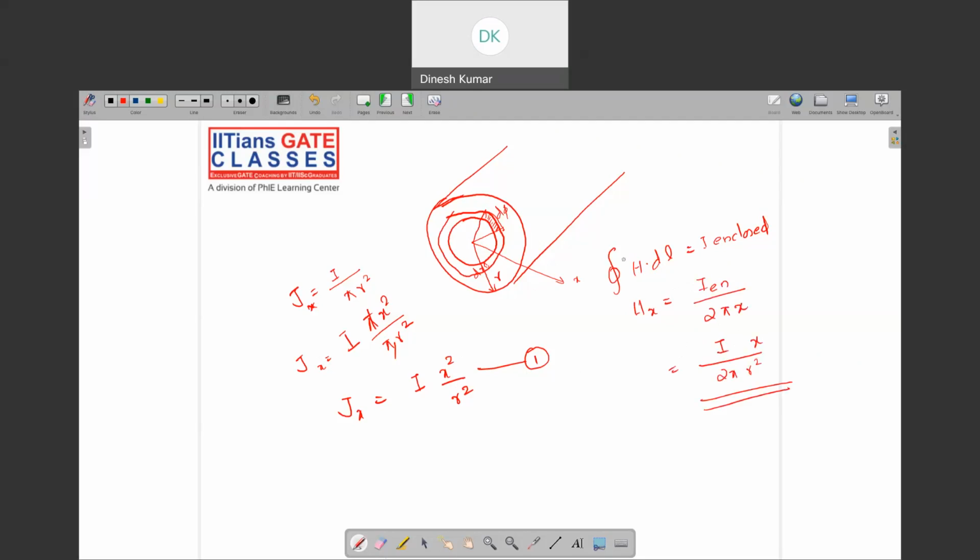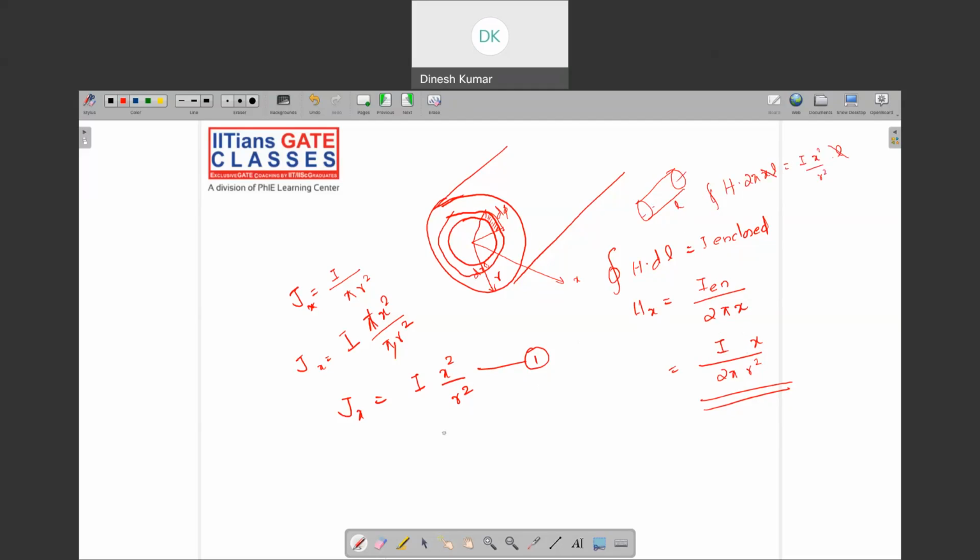So how is this Ampere circuit taken? Just take a cylinder of unit length. Assume that this length l is unity, then everywhere the H will be constant. So H dot dl will be H into 2 pi x into l, and I enclosed will be I x square by r square into l. So this l and l will cancel, and we get Hx as I x divided by 2 pi r square.